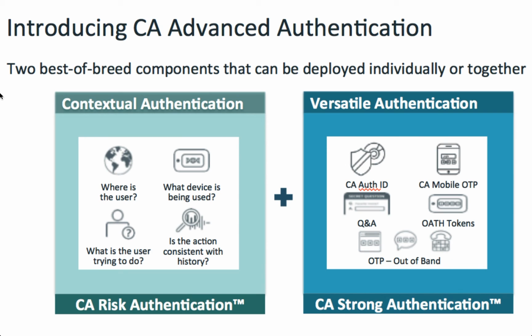So, introducing CA Advanced Authentication. This consists of two best-of-breed components. We have CA Risk Authentication, which provides real-time and transparent risk evaluation based on things like user behavior, device characteristics, and location data. And we also have CA Strong Authentication, which provides a variety of software-based two-factor authentication capabilities. Together, they enable an intelligent, layered security approach to protect user identities and organizational data.